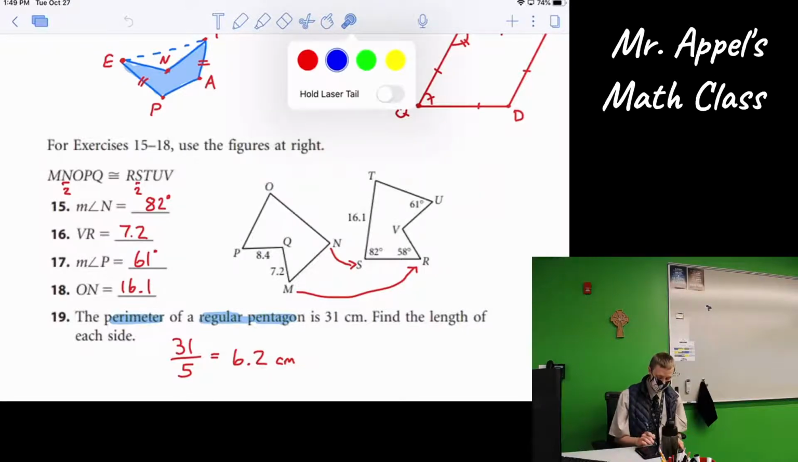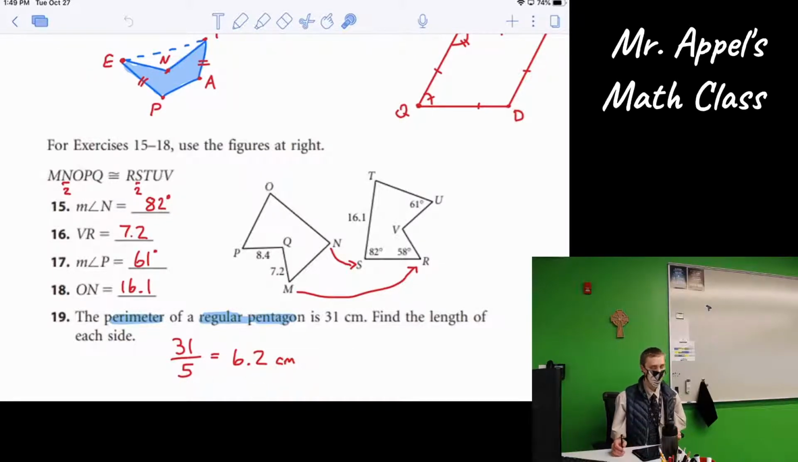And then finally, a regular pentagon. Regular means all sides are the same length. So we can take 31 and divide it by 5 to get the length of each side. Any questions on that page? Excellent. Next page.